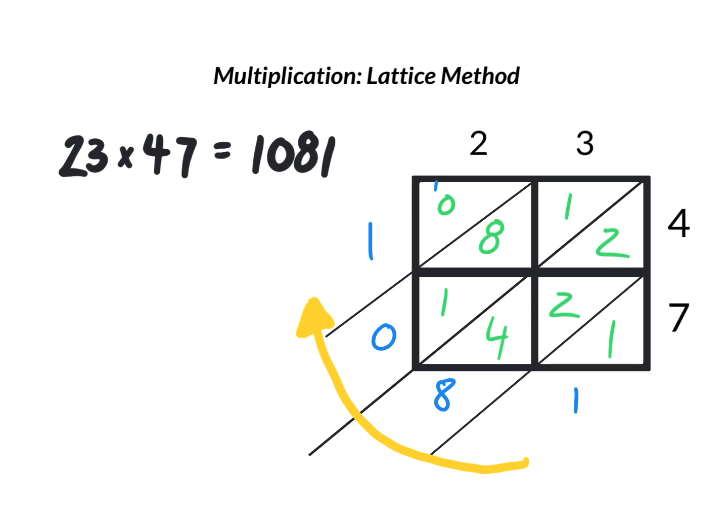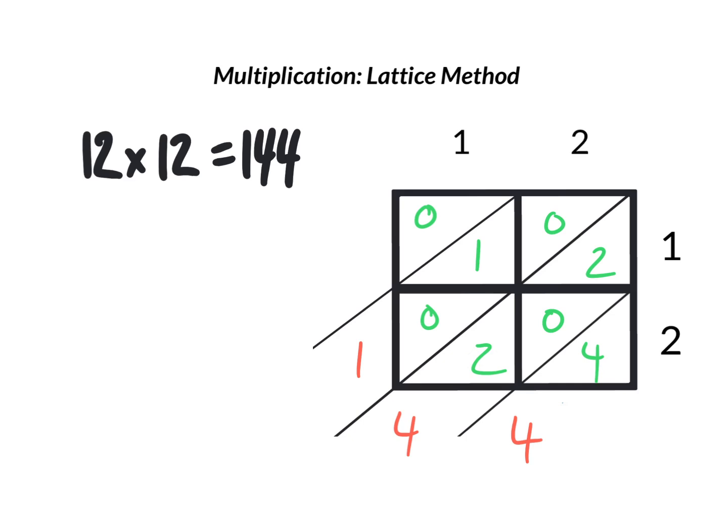Then we can see 4 plus 2 equals 8. We put the 8 down. We can see that 8 plus 1 is 9, plus 1 more is 10. So we put the 0 down and we carry the 1, and we put it into the next diagonal. We can see that 1 plus nothing is 1, so we place the 1 down. 23 times 47 is 1081.